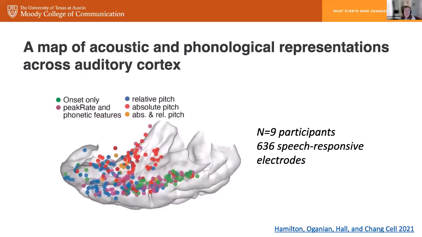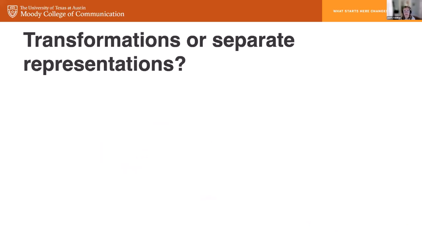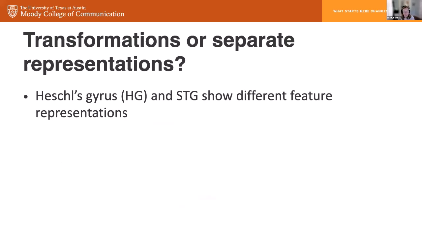And so what we see is that there is this map of acoustic and phonological representations across the auditory cortex. We have onset selective areas in the back of the STG. We have more relative pitch selective areas in the anterior and anterolateral areas. Absolute pitch seems to be most common on the temporal plane and not really so much on the rest of the STG.